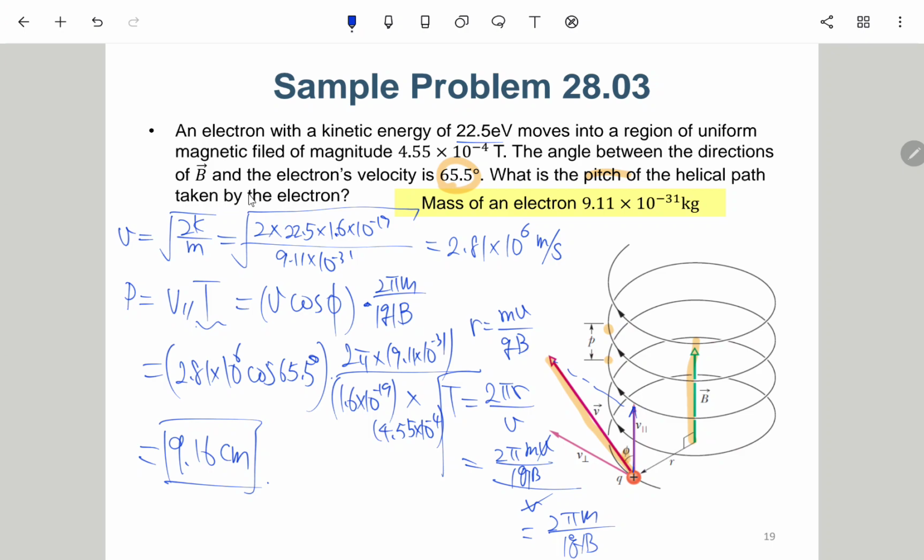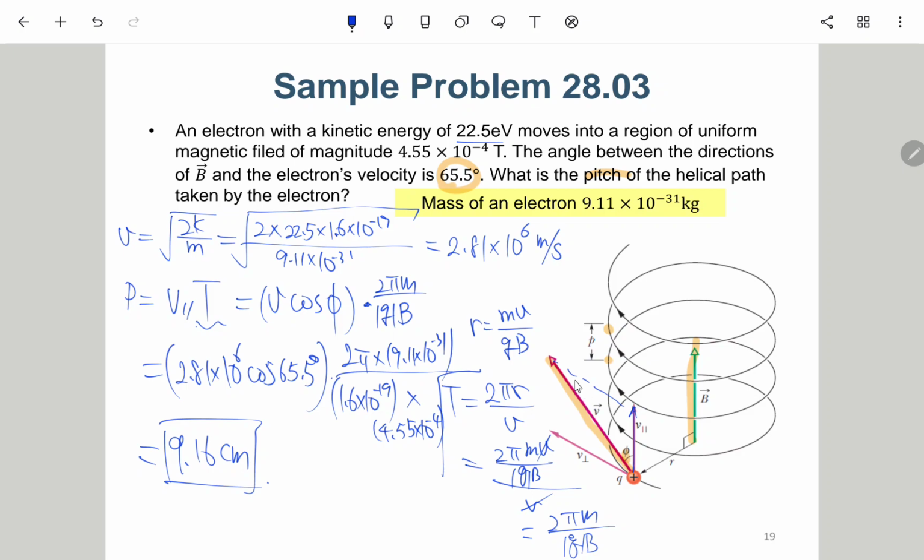Okay, for this one we also calculate the velocity from the kinetic energy, but actually we need to know how to define the pitch. The pitch is actually the same point on the helix line, and then for the adjacent locus, so this is pretty much it.